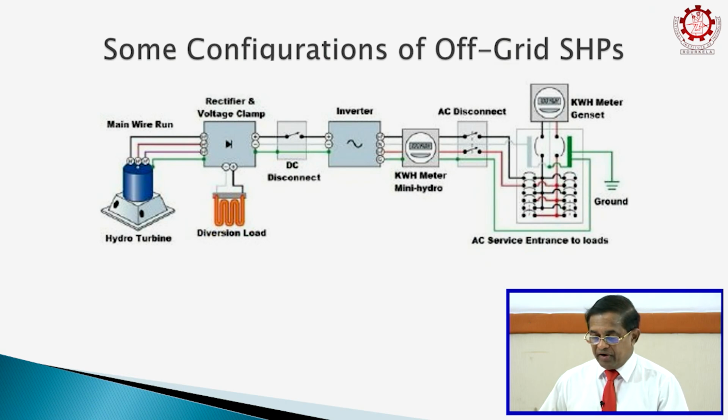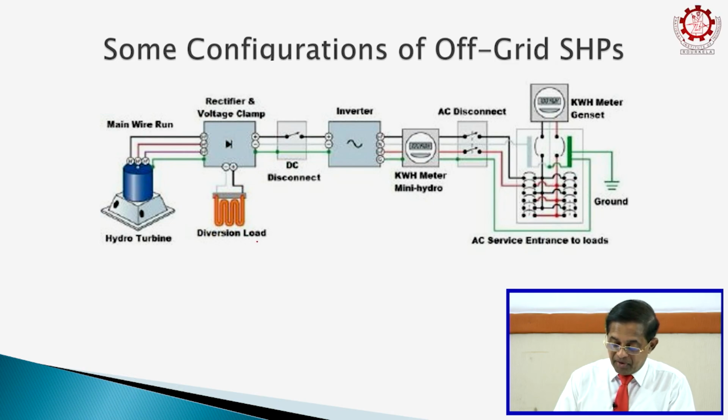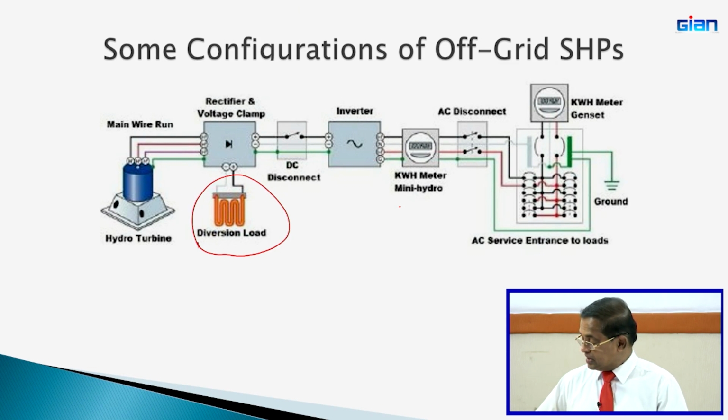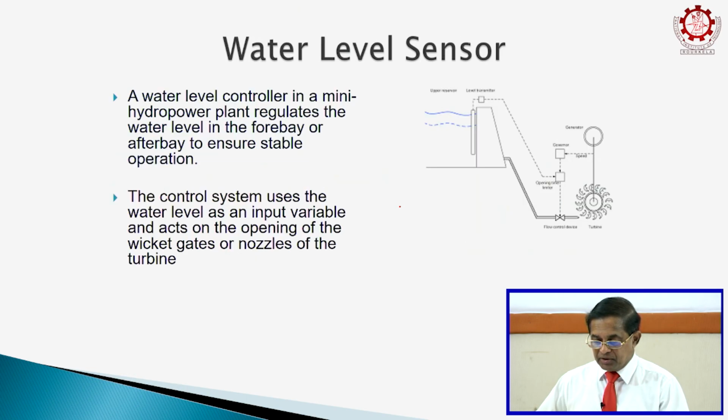So, here is an off grid system, a typical system. This is only one possible configuration, there can be many other configurations. You can see the diversion loads, these are the immersion heaters. We get the output and then the DC output is inverted again to stable frequency and voltage and supplied to the grid. I am sure as electrical engineers you are more familiar with these things, so we will not go into the deep analysis of these things.